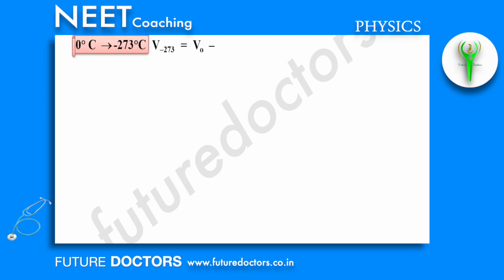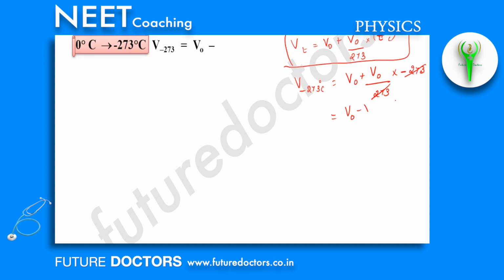So when the temperature is minus 273 degrees, what is the value of Vt? Vt is equal to V naught plus V naught by 273 into T degrees. So this is the general formula. Now we are keeping the temperature as minus 273 degrees. So it is V naught plus V naught by 273 into minus 273. So 273 will cancel. V naught minus V naught is 0. So volume at minus 273 degrees is equal to 0.